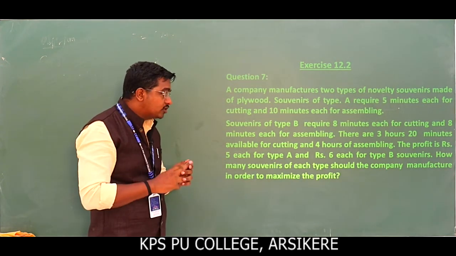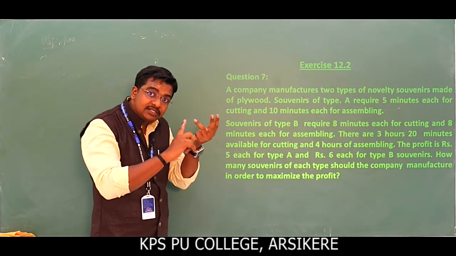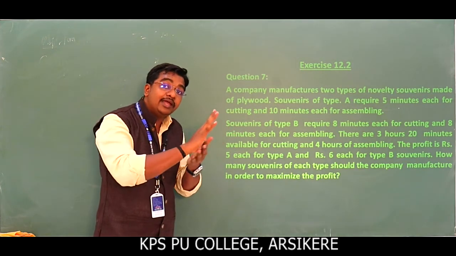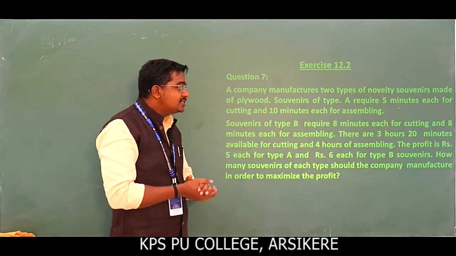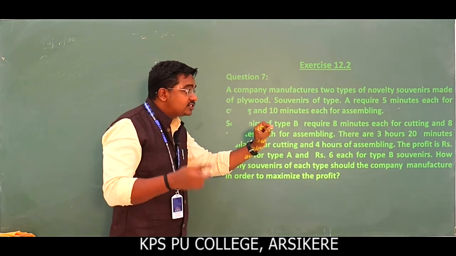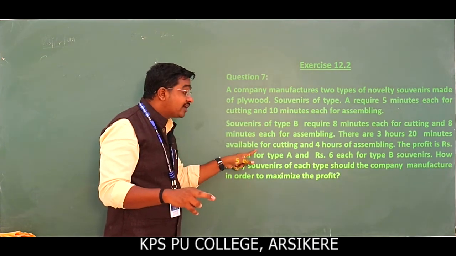So here we have the 2 processes. First one is cutting, second one is assembling. Type A, type B. Okay. There are 3 hours 20 minutes available for cutting.